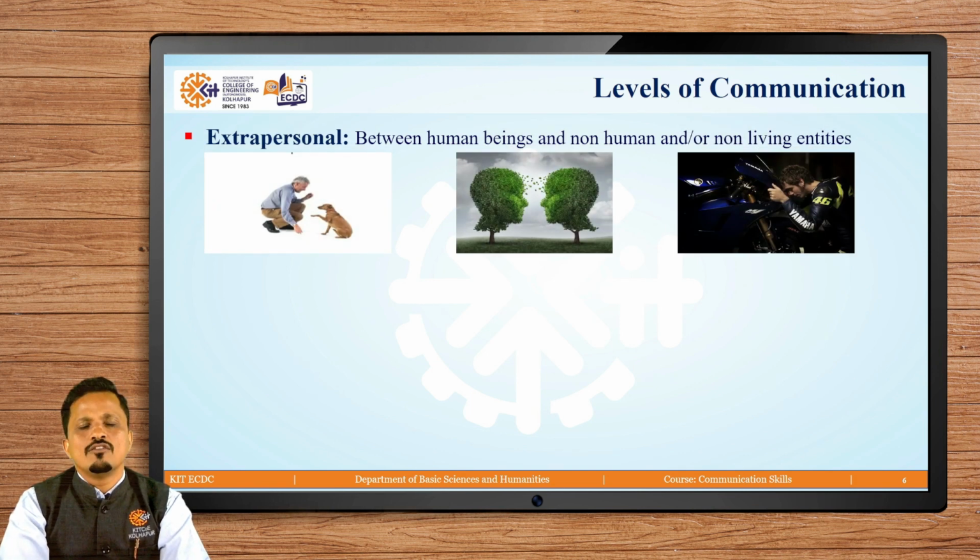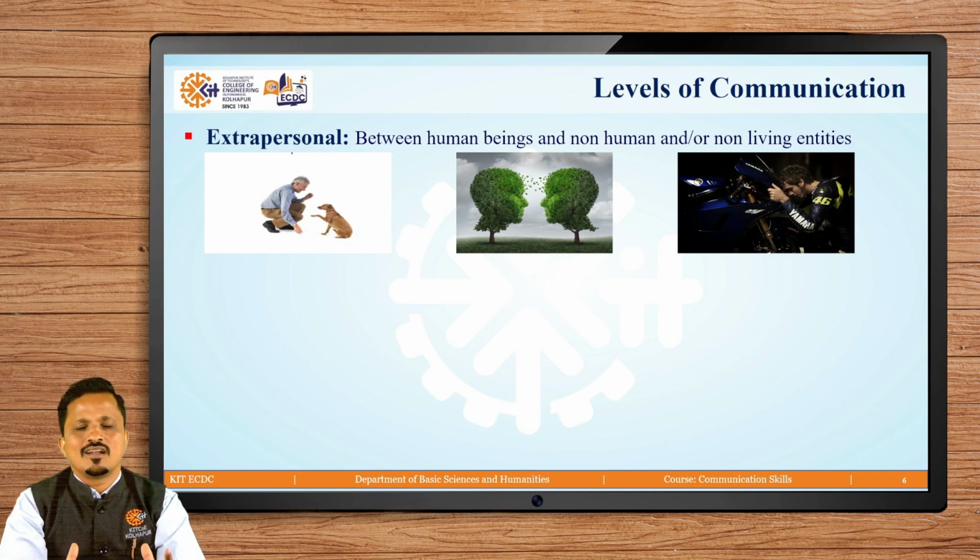For example, we do communicate with our pets. Trees have their own communication pattern amongst themselves. We also communicate sometimes with non-living things like our bike, like our mobile, like our pen, and so on. So that all is called extrapersonal, that is beyond person communication with non-human or non-living things.